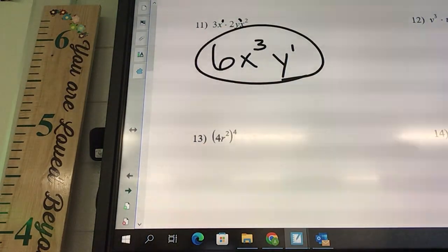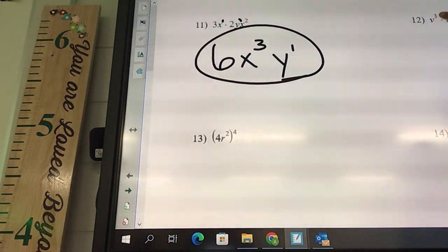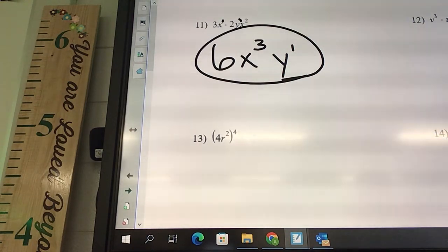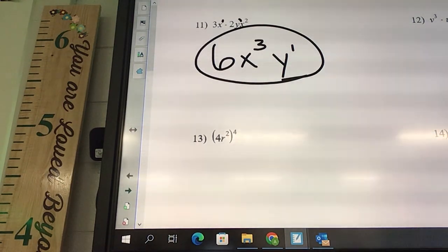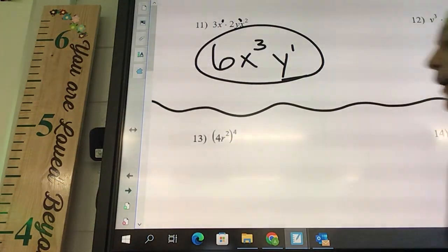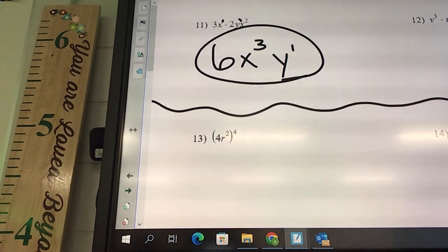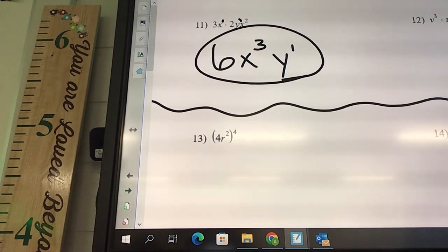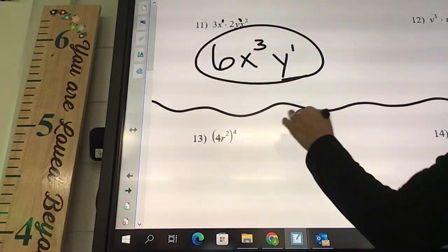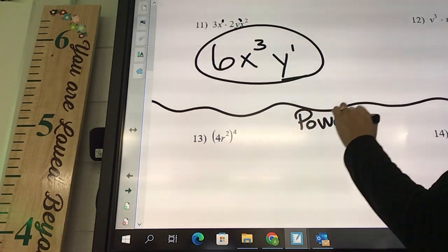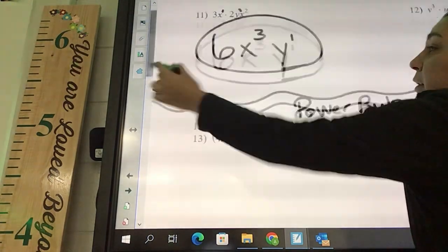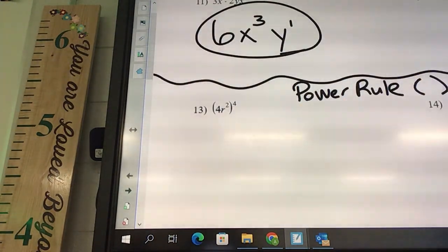Okay, so the dot tells us it's multiplication. That's the multiplication rule. When you see parentheses, like the rest of these, it is called the power rule. This is where adding the ones is going to be really important for you guys. So when you see parentheses, it's the power rule.